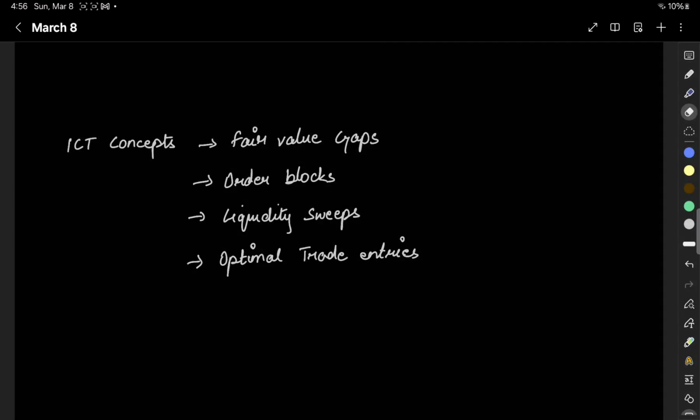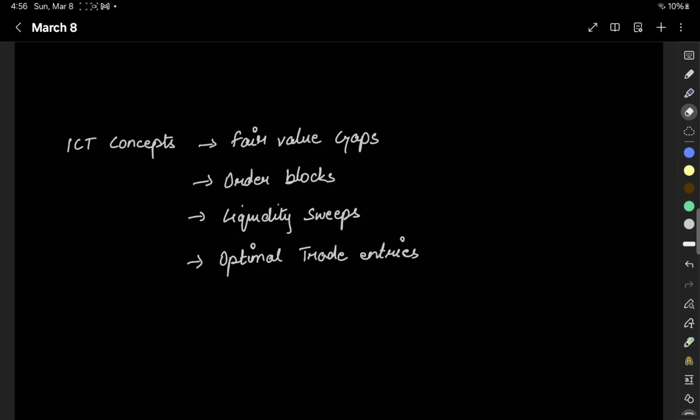Hi guys. So if you've ever tried to learn the ICT concepts like fair value gaps, order blocks, optimal trade entries, and you feel confused, you're not alone. In this video, I'm going to tell you why these concepts confuse most traders and what are the other things that we can focus on.